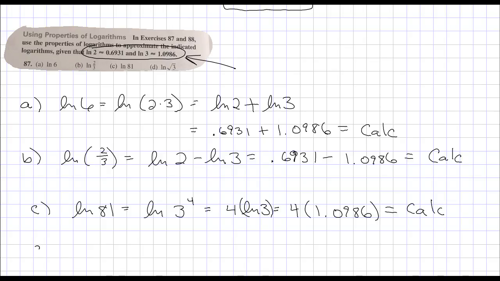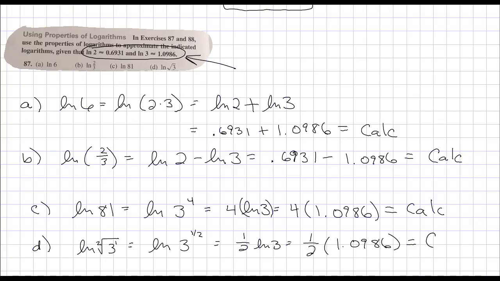And lastly, D. Alright, ln square root of 3. Well, you can rewrite the radical as 3 to the 1/2 power, because by default on a radical, if there's no index, you assume it's a 2, and you assume a power of 1. And then you write the power over the index. Alright, and then like in part C, you can bring the exponent out front, so 1/2 ln of 3, and then 1/2 of the decimal approximation that they gave you. And lastly, whatever you get on the calculator. Alright, so that is number 87.